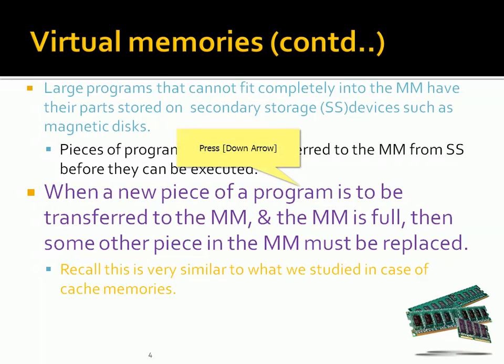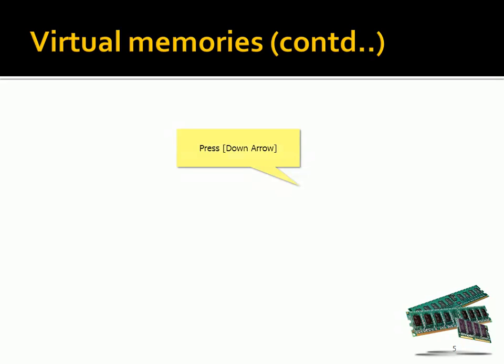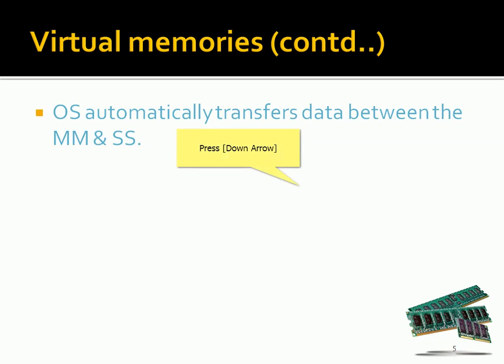Recall, this is very similar to what we studied in the case of cache memory, right? Cache memory also bridges the speed gap between the processor and main memory. Now there is a size gap between the main memory and secondary storage. In order to bridge it, the virtual memory concept helps us. Having understood these concepts, let us proceed further.